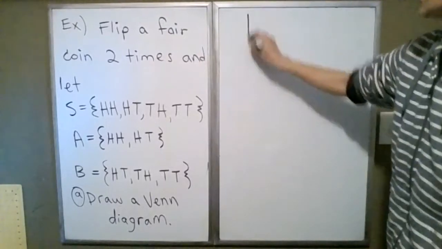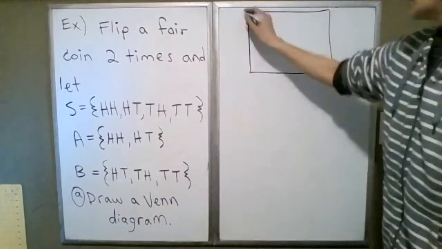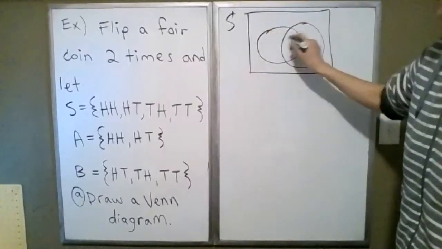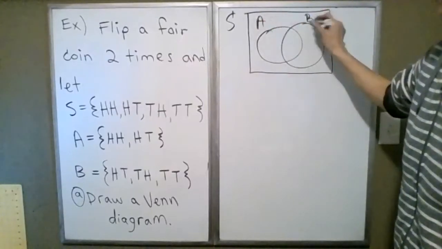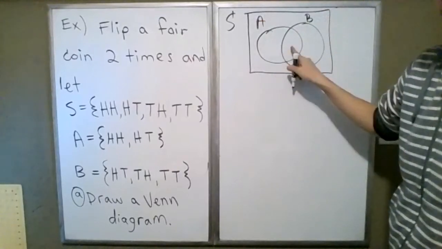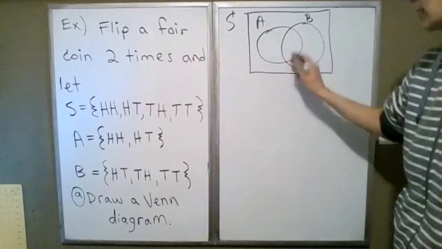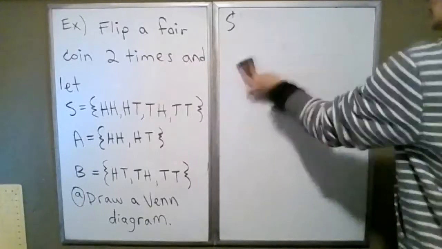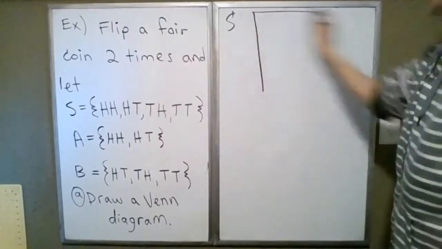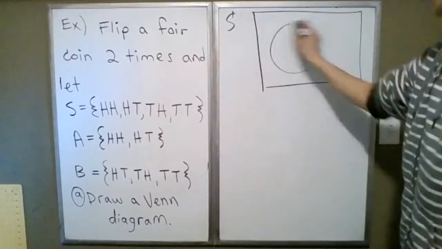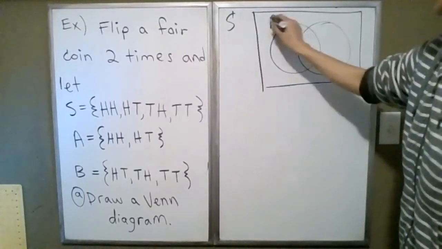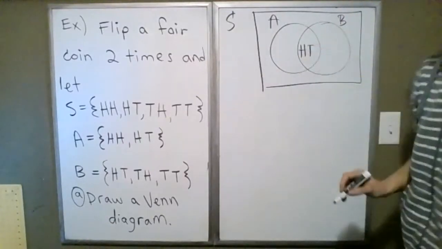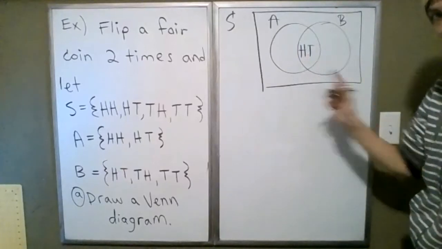Let's do the space. That's subset A. And their shared outcomes are in the middle, where they both share HT. In set A, there's also HH.